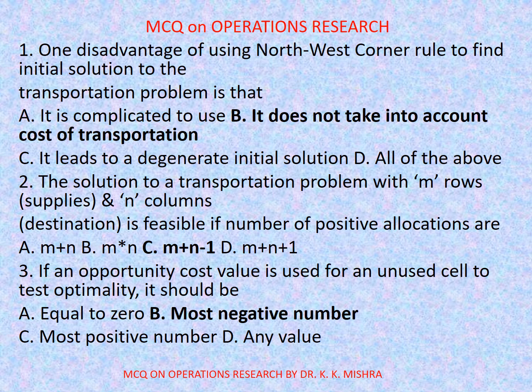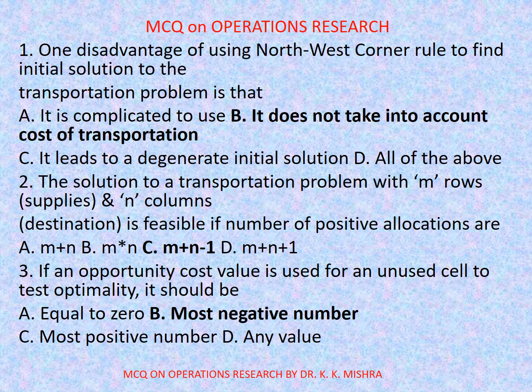Question number 1. One disadvantage of using the northwest corner rule to find the initial solution to the transportation problem is that, options are: A. It is complicated to use. B. It does not take into account cost of transportation. C. It leads to degenerate initial solution. D. All of the above. Correct option is B. Does not take into account cost of transportation.